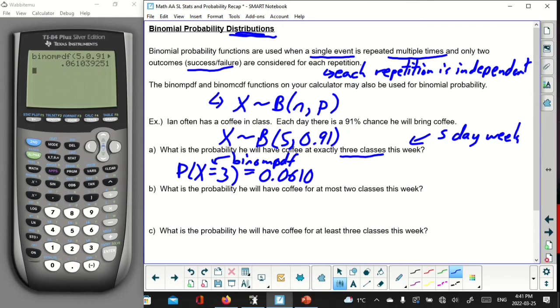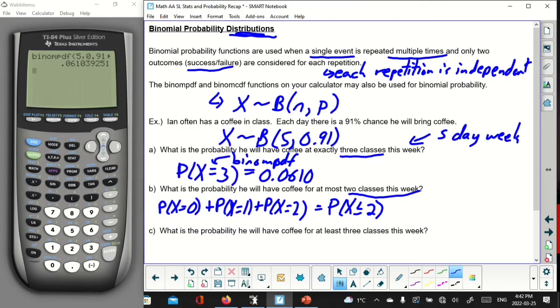What's the probability that he'll have coffee at most 2 classes this week? One way that we could do this is say, okay, let's find out the probability that it happens 0 times and add the probability that it happens 1 time and add the probability that it happens 2 times. That's absolutely fine, but it's a little bit cumbersome. You could use lists to make it a little nicer. But the other thing your calculator will do is it will compute this directly. This is the job of a binomial cumulative function. Okay, so binomCDF does this.